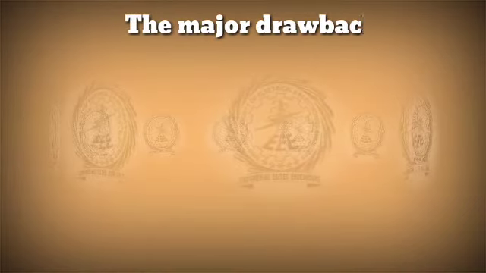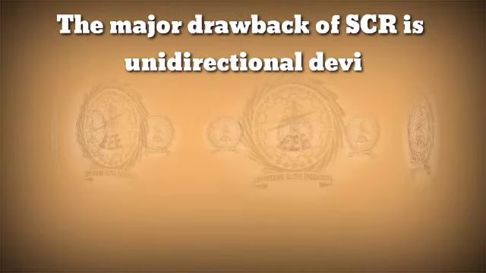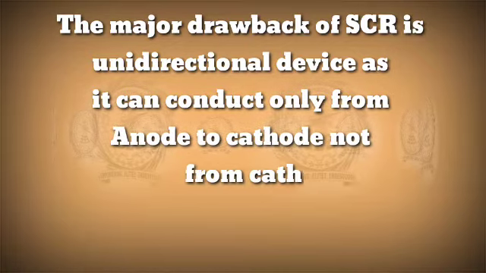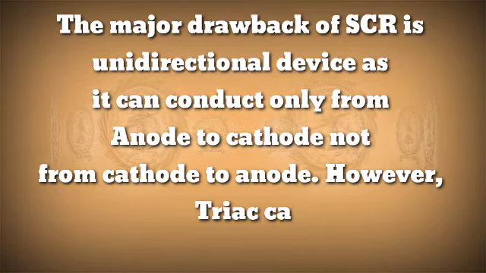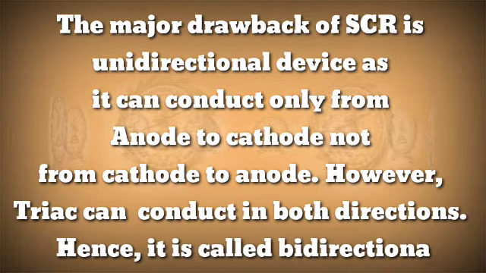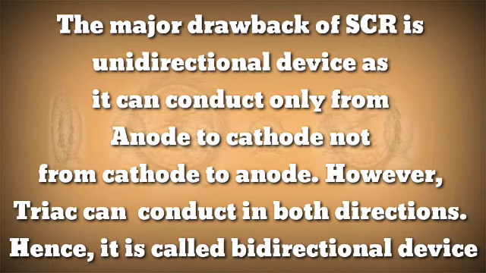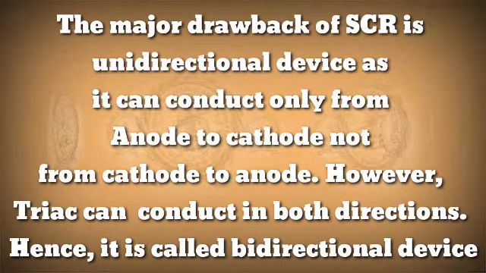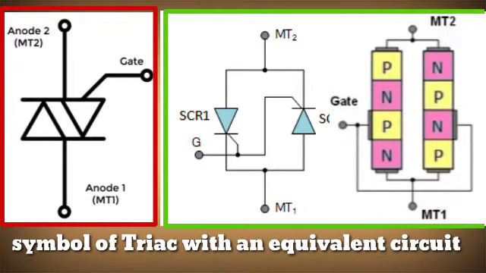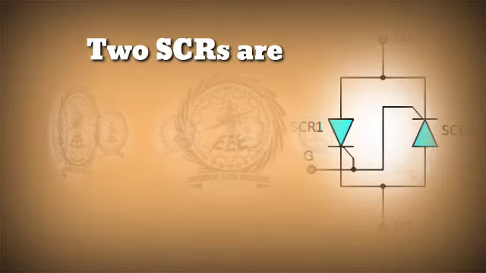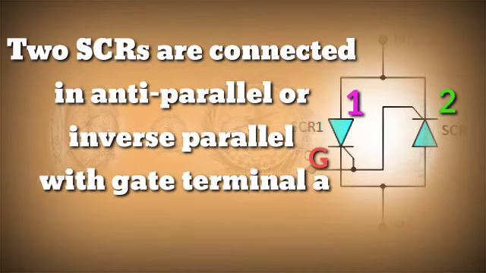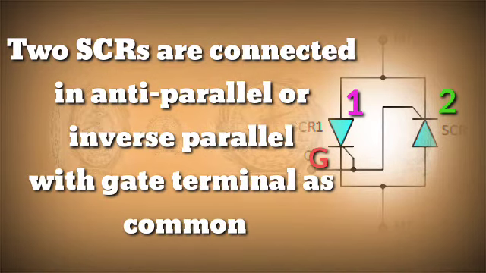The major drawback of SCR is that it is a unidirectional device, as it can conduct only from anode to cathode and not from cathode to anode. However, triac can conduct in both directions, hence it is called a bidirectional device. The following figure shows the symbol of triac with an equivalent circuit. Two SCRs are connected in anti-parallel or inverse parallel with the gate terminal as common.